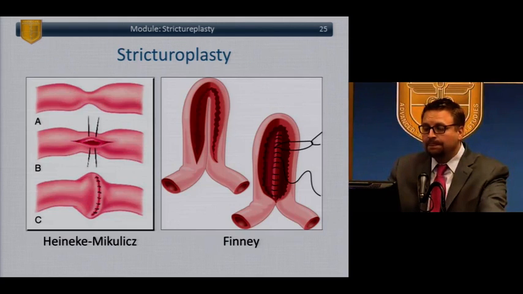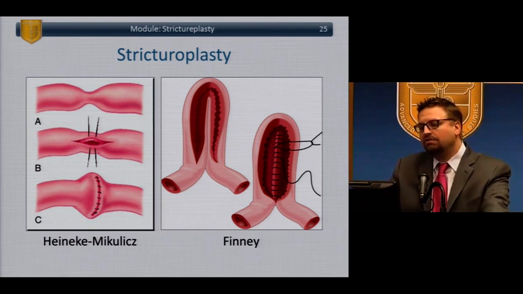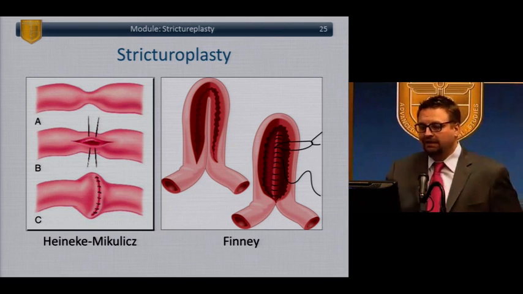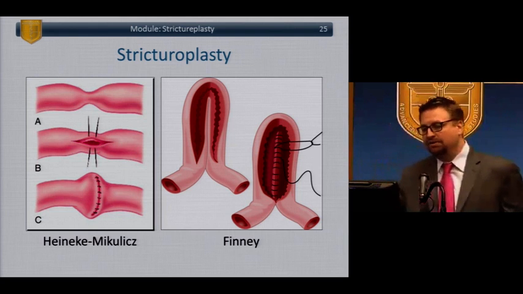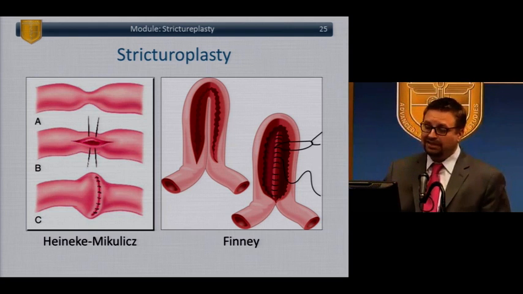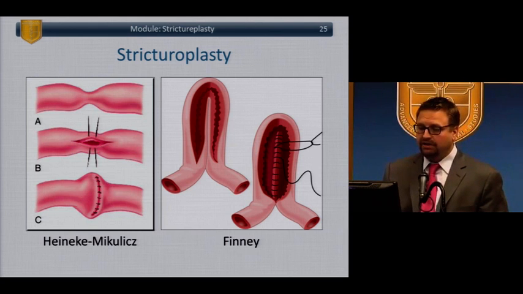at that site. Here are the two most common techniques to do strictureplasty. The first one is really just dividing the stricture and closing it in a transverse fashion, and this can be done in 1 layer, 2 layers, whatever you're comfortable with. None of that has ever really been shown to make a difference. And then for longer strictures, the Finney type, really just folding the stricture onto itself and doing basically a side-to-side anastomosis, as you see here. And both of these work well.